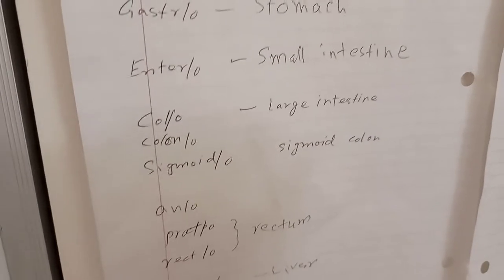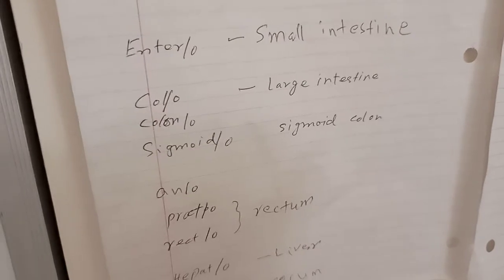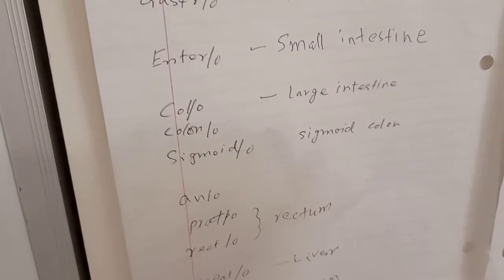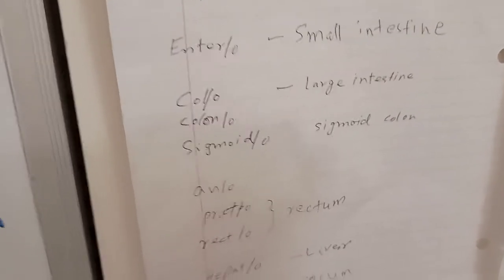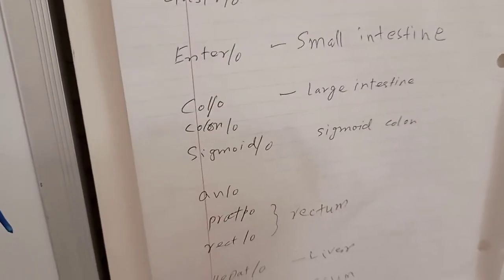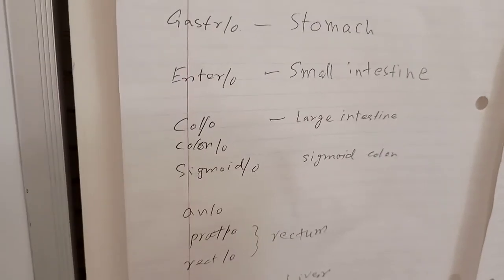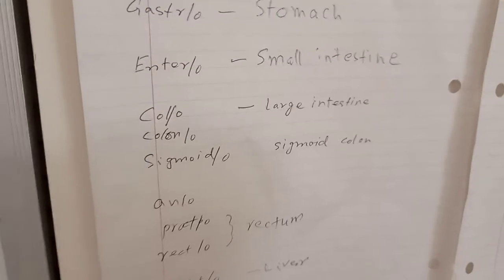Next are two word roots, colo and colono. Both are word roots for large intestine. Colitis, colectomy, inflammation of the colon, surgical removal of the colon. Colostomy. Stomy means making a surgical opening between the organ and the body outside.